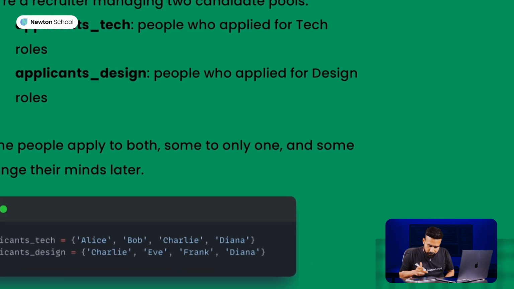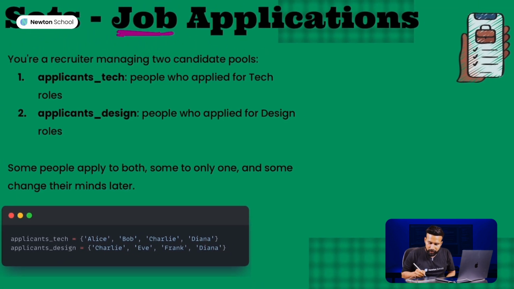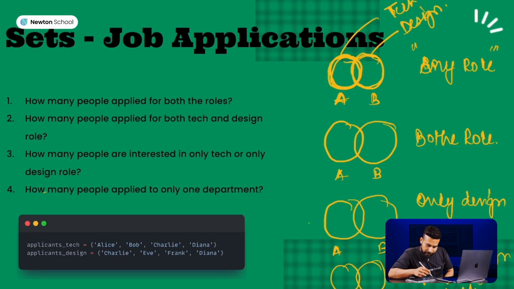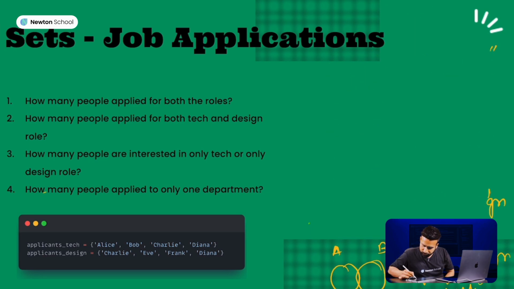So I've defined two sets here: applications tech, Alice, Bob, Charlie, Diana; applications design, Charlie, Eve, Frank, Diana. I have defined them using curly brackets. Now I want to answer a couple of questions related to these sets. So we'll see that. Let me just remove this part and explain from scratch.